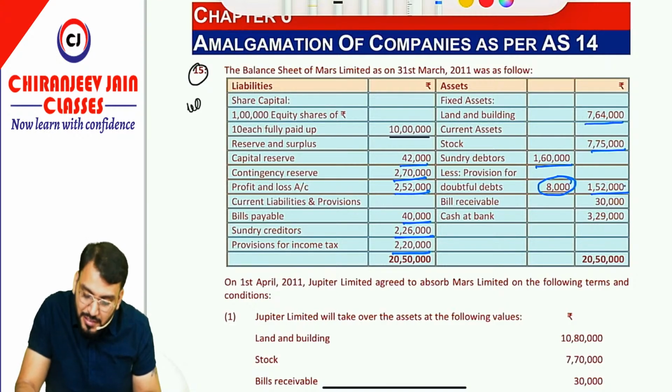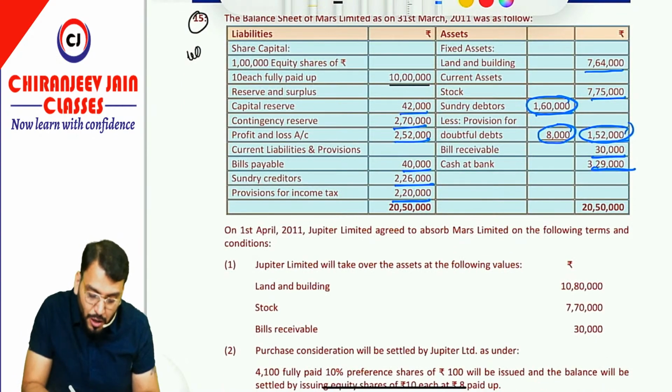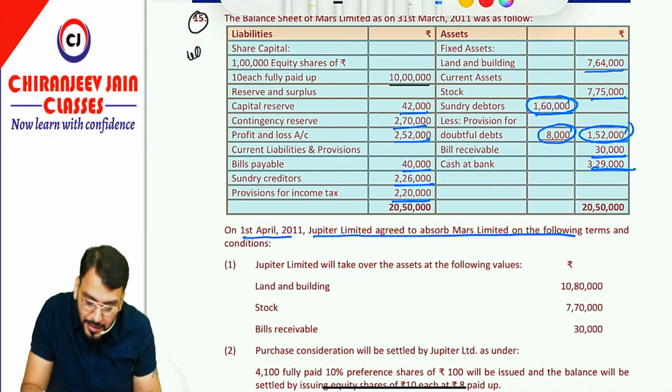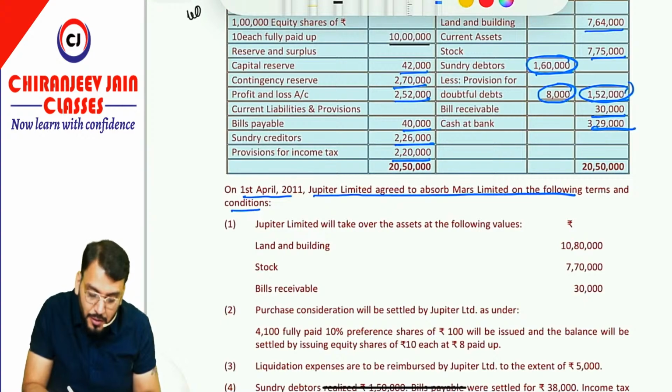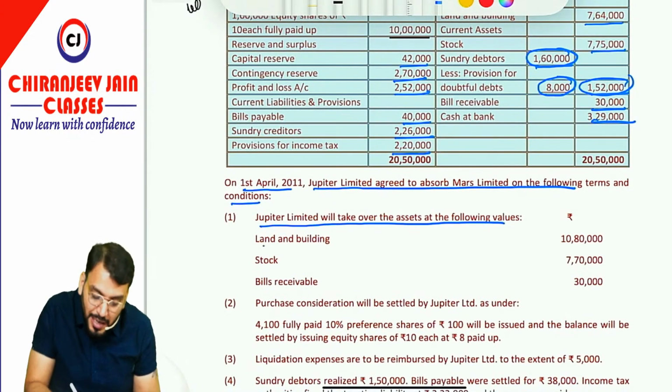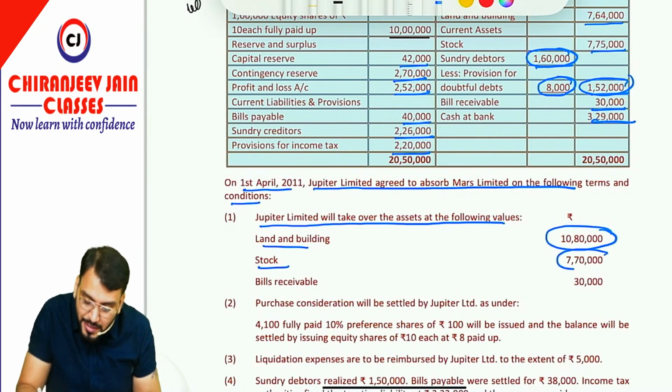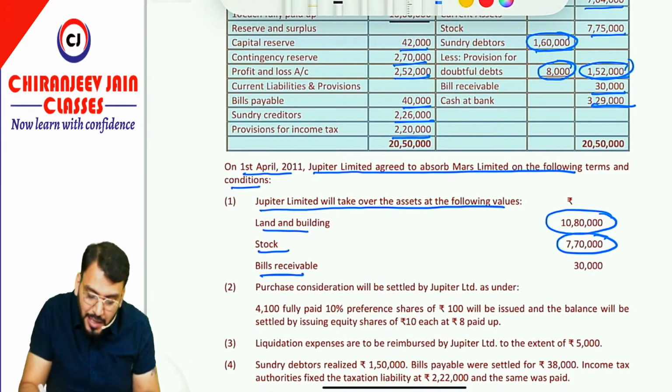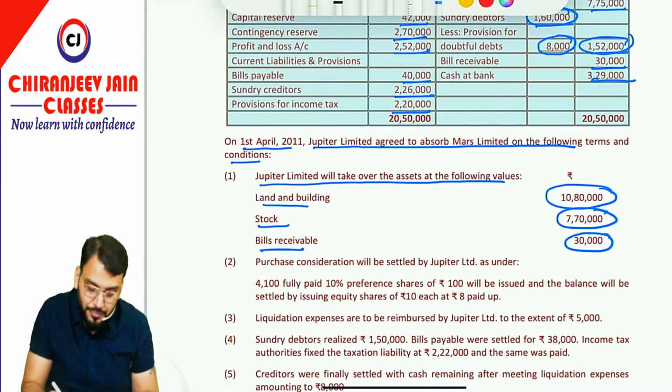Correct. This is the net amount. The gross amount is 1,60,000. Bills receivable, cash at bank. On 1st April 2011, Jupiter Limited agreed to absorb Mars Limited on the following terms and conditions. Jupiter Limited will take over the assets at the following values. The land and building is taken over at 10,80,000. Stock is taken over at 7,70,000 and BR is taken over at 30,000.